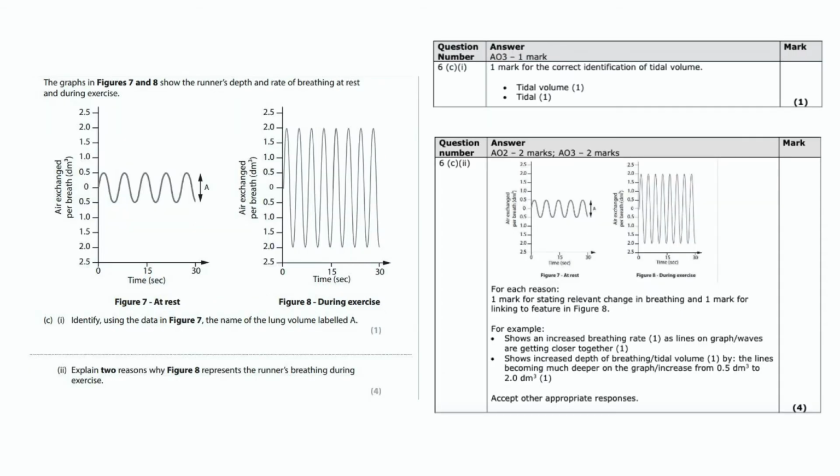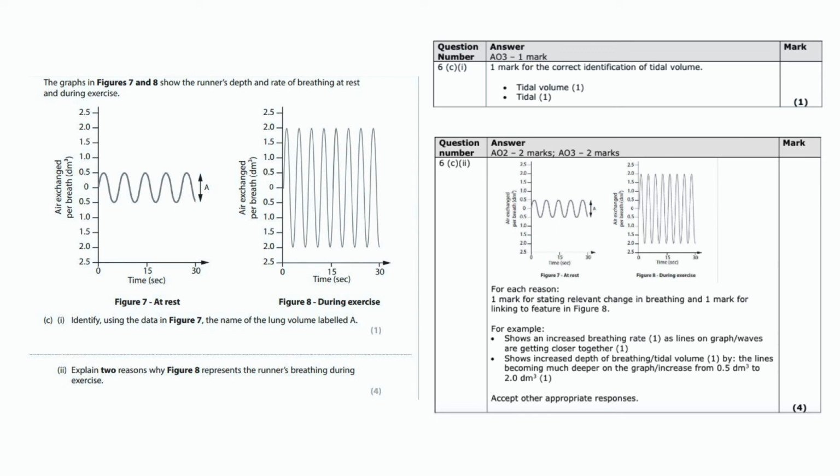The final question is on lung volumes. So we've got a picture of 2 graphs once again. The first question is, identify, using the data in figure 7, the name of the lung volume labelled A. So there's only one lung volume there anyway, and hopefully we've realised that that is clearly tidal volume. It's somebody just breathing at rest. They're breathing in and out, so it's showing their tidal volume.